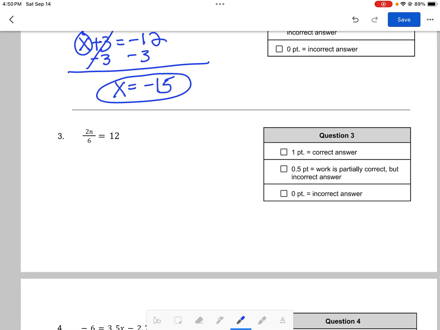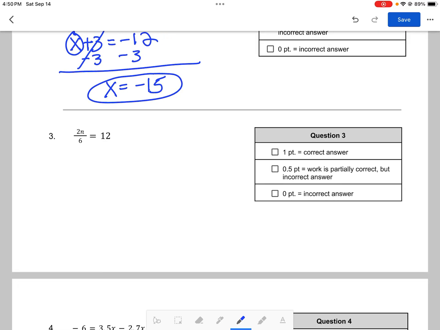Looking at number 3, I have 2n over 6 equals 12. Again, same principle. Fractions are the same as division, so I'm going to do the opposite. I'm going to multiply both sides by positive 6. My 6's cancel because I'm multiplying by the reciprocal. So now I'm left with 2n equals, and I know that 12 times 6 is 72.